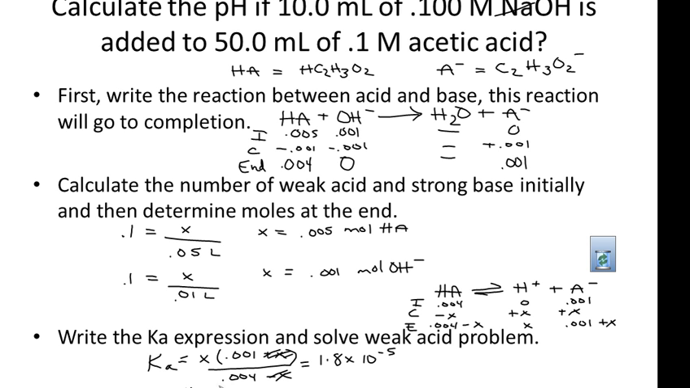I will get x equal to 7.2 times 10 to the negative fifth molar. And then the final part of the question is, what is the pH? X represents the H plus concentration, so it's going to be negative log of 7.2 times 10 to the negative fifth, and so the pH of this substance is 4.14.